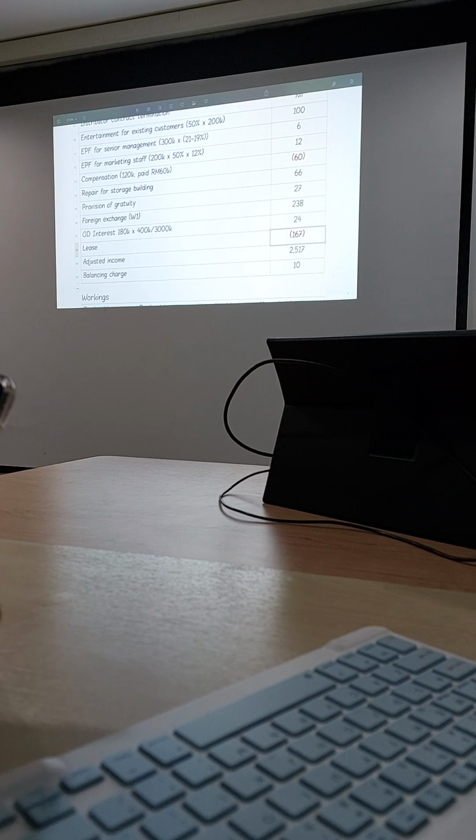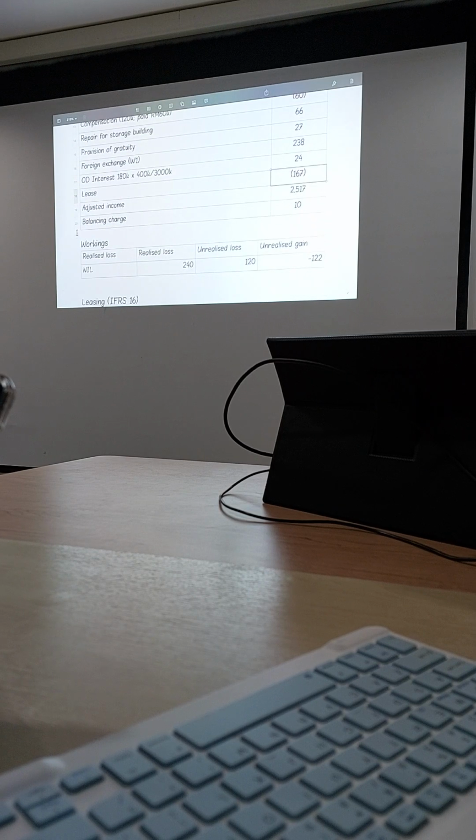What if we don't follow the order? No, balancing charge must come first. That one is the rule. Balancing charge comes first. Got it? If there's no balancing charge, then don't put it, no need. Then after the balancing charge comes the capital allowance.